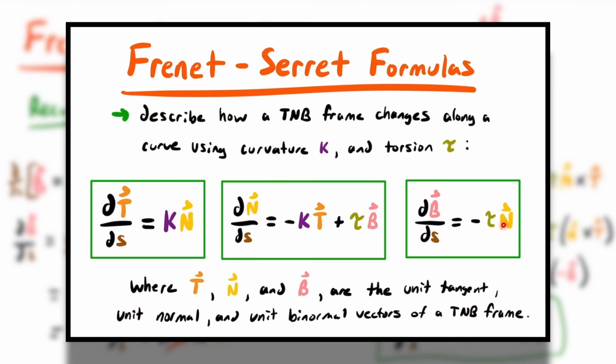Okay, this sort of puts together everything we've talked about over the last couple lessons involving our unit tangent, unit normal, and unit binormal vectors, as well as the curvature and torsion. These formulas sort of show you how all of these things are related and how they work together to allow us to do some nice calculations for curves in 3D space.